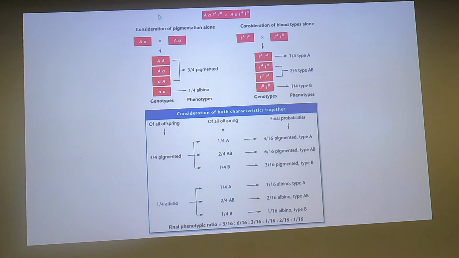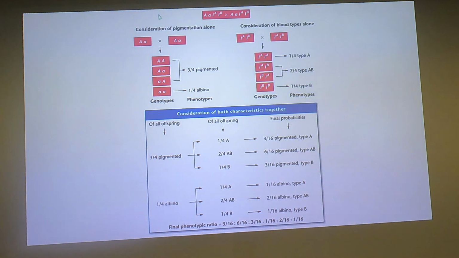In the blood groups, so set this aside. Just put a pin in that for a minute. We'll go over here and think about just the blood groups. So we got two heterozygotes. We got type A and type B genotypes. And that means that in the cross, 1/4 will be type A, 1/4 will be type B, and 2/4, or a half, will be type AB.